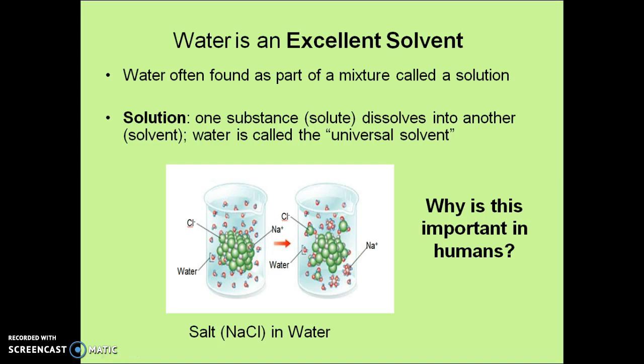Water is also considered an excellent solvent. What is a solvent? Well, water is often found as part of a mixture called a solution. A solution is when one substance, the solute, dissolves into another substance, the solvent. Water is called the universal solvent because it's really good at dissolving a variety of solutes like salt, which is sodium chloride, or sugar.